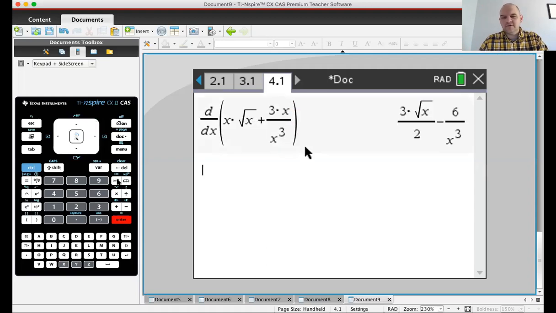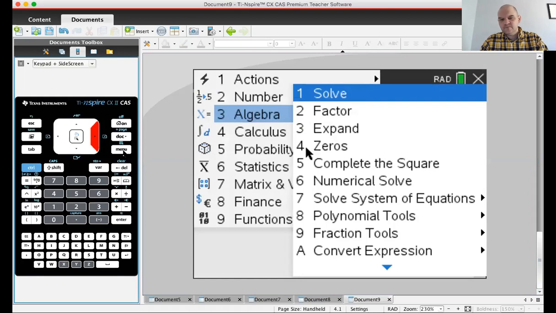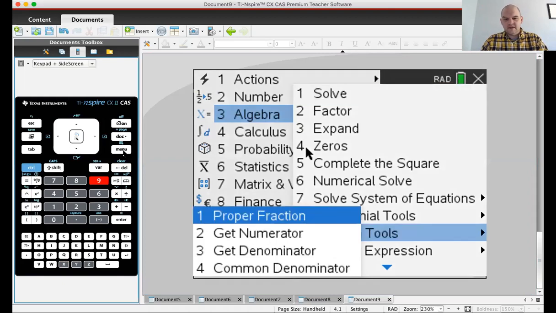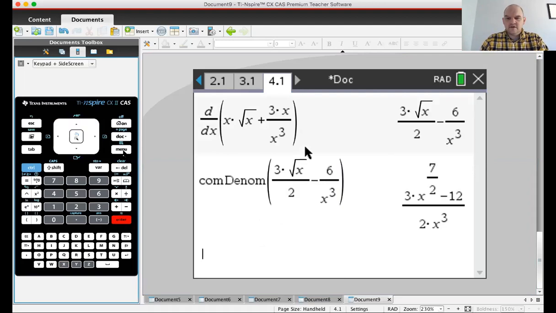Okay, so what's happening here? It didn't get a common denominator, and that's kind of annoying. What we can do is go into algebra, and fraction tools is option 9, common denominator, or you can type com denom, which I like to do, of this. I get 3x to the 7/2 minus 12 over 2x cubed. Nailed it. Also, we learned, if we didn't know about it, common denominator. So that's useful.